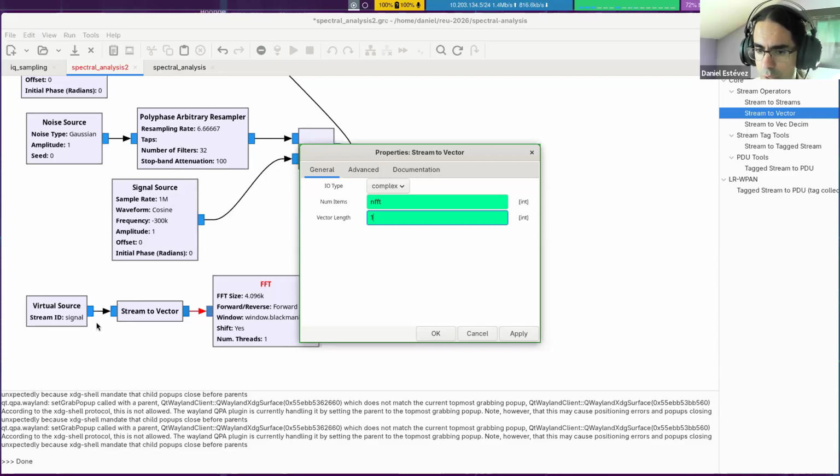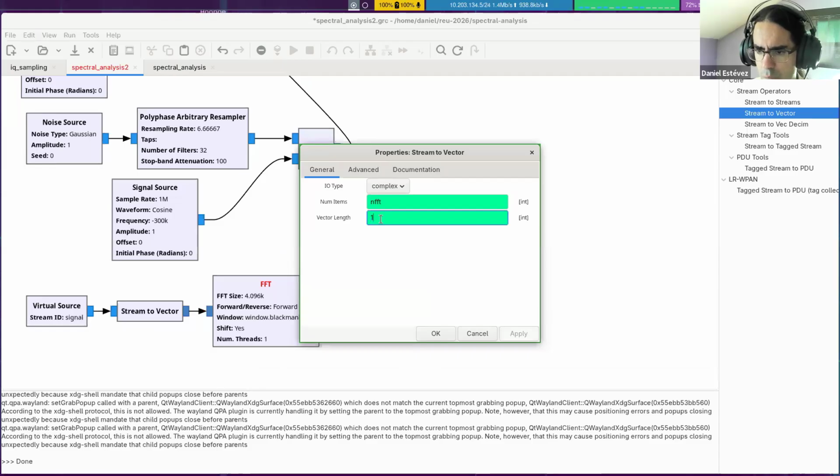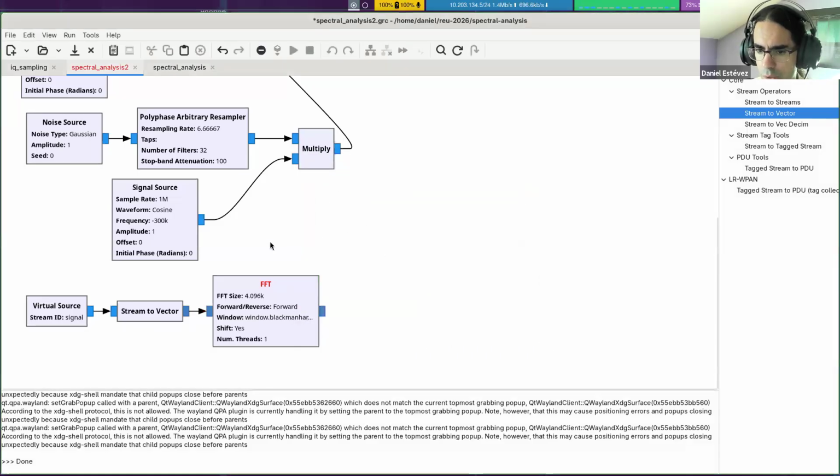In our case, we begin not with vectors, rather with individual samples. So the vector length is 1. This is the most common use of the block. That means most of the time you do not need to set the vector length to anything different than 1. So now this connection works because we have used stream to vector.